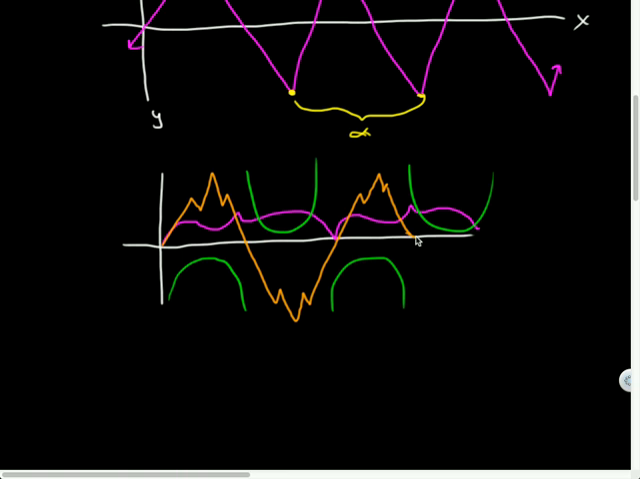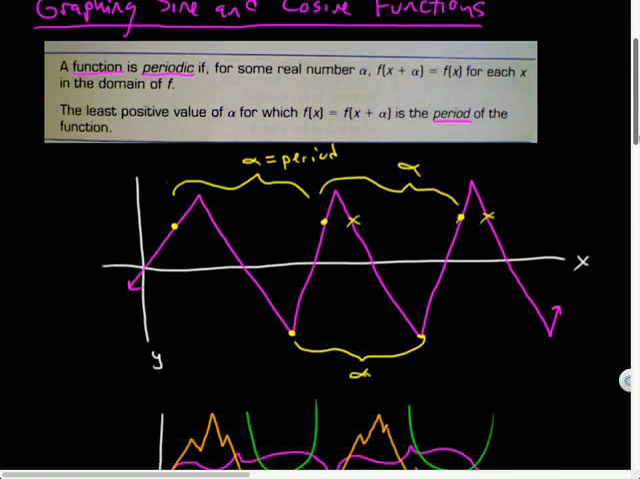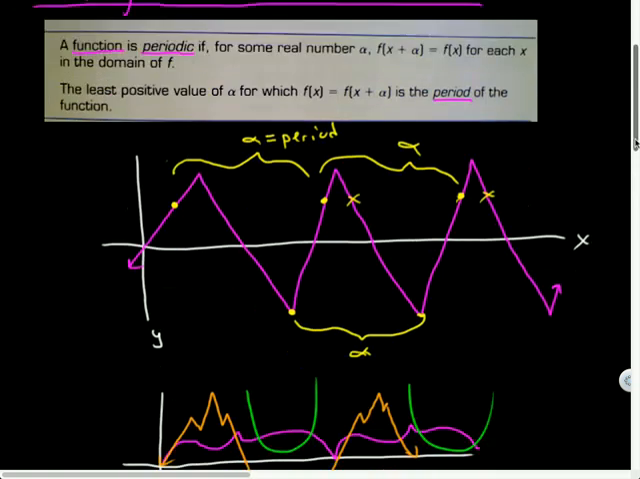Right, and then it would repeat. So any of those would be periodic. And what if I wanted to find where this point occurs again? What's the period? Would that be over here? No. Would that be over here? No. It would be all the way over here. So to calculate the period, I'd have to find out how far that is, right? So these horizontally cyclical functions are periodic.